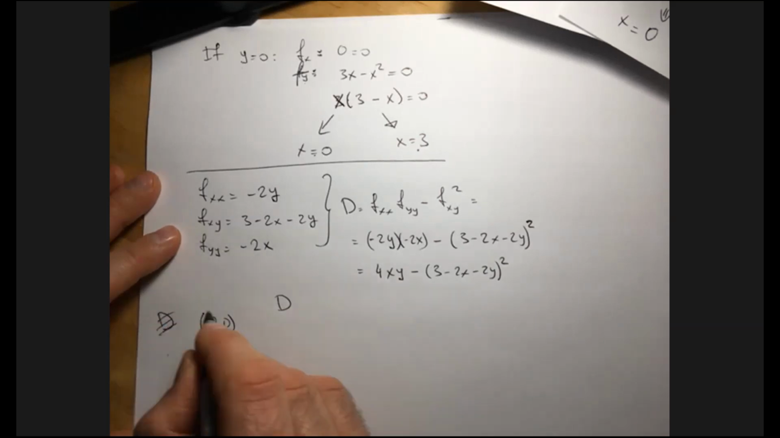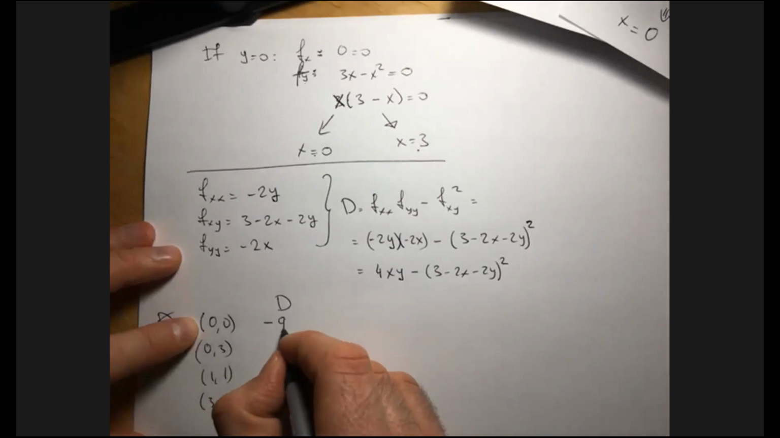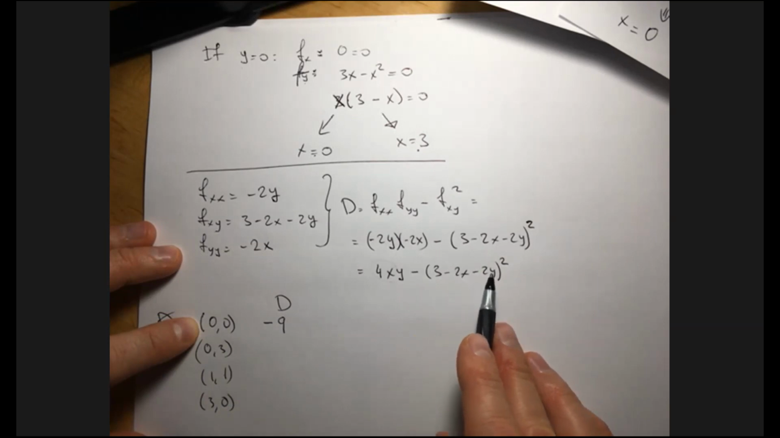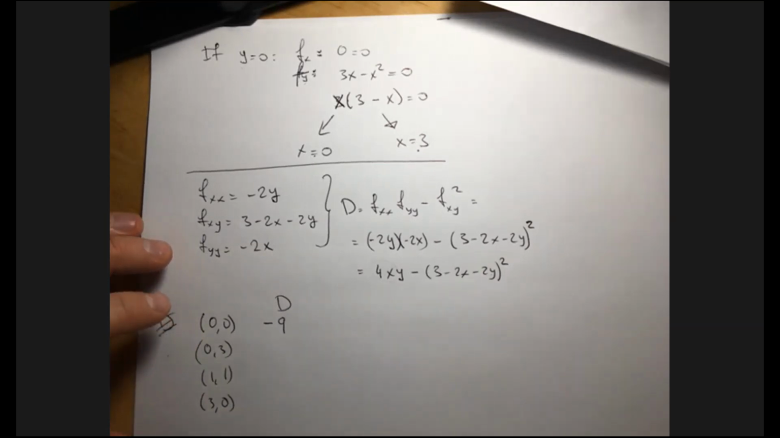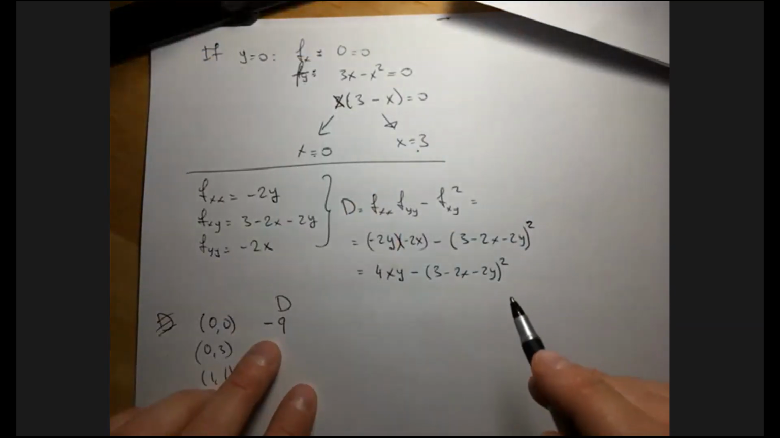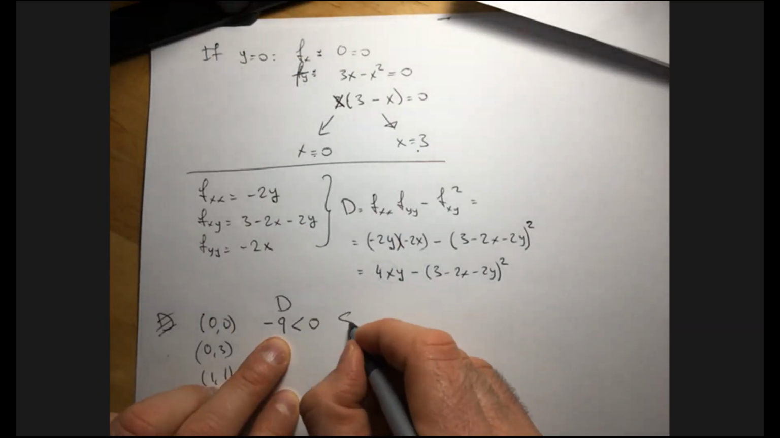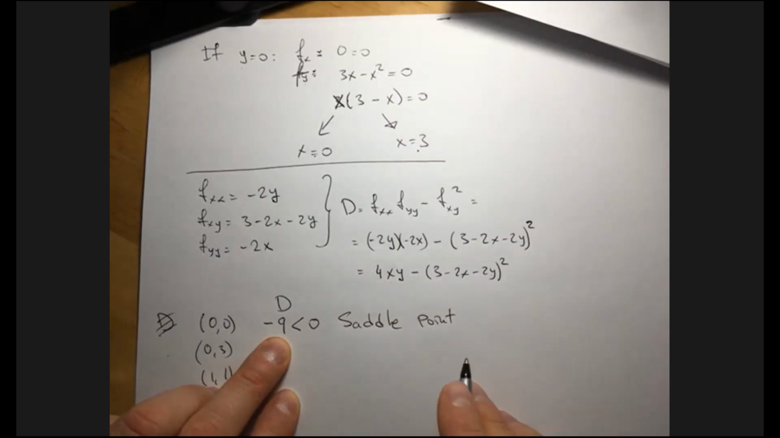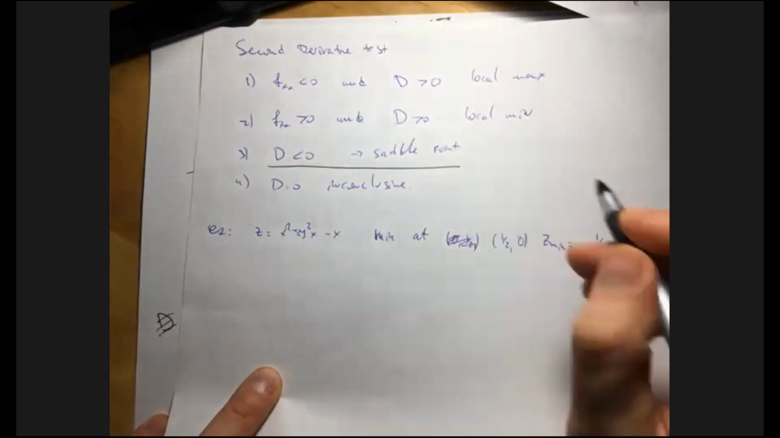So how much is the discriminant going to be? Here, the discriminant is going to be negative 9 at 0, 0, right? This is 0, this is 0, this is 0. 3 squared is 9. With negative in front, I get negative 9. Negative 9 being less than 0, I have a saddle point. If the discriminant is negative, we have a saddle point.